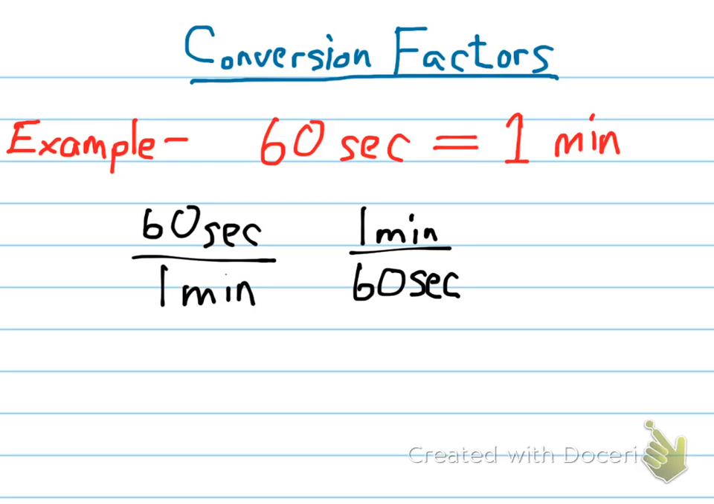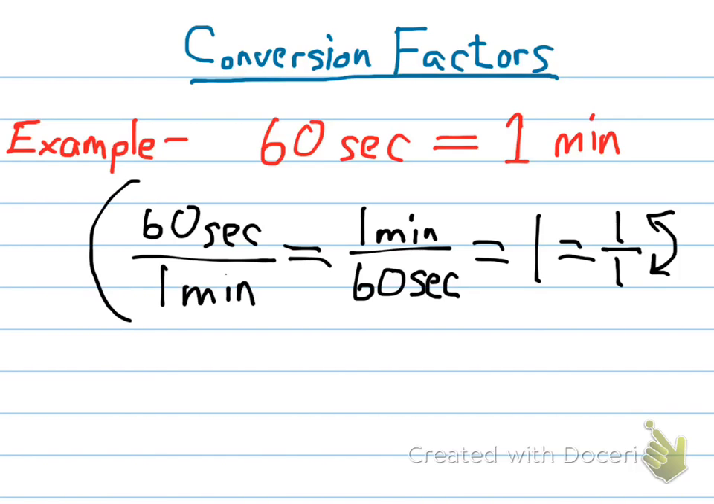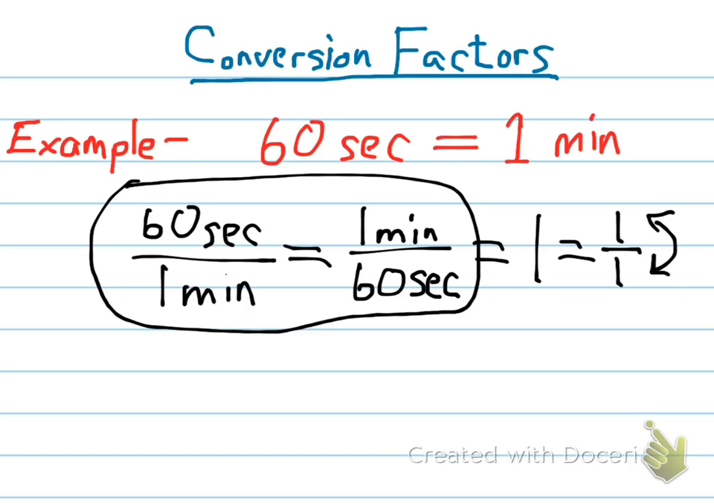And if you think about it, we can express 1 as 1 over 1. Again, same thing over itself. And you can flip this conversion factor, or flip this fraction, and it represents the same exact thing. So what that means is that for these two conversion factors, we can pick and choose which one we use based on the problem that we need to solve. Do we need to solve for seconds, or do we need to solve for minutes?